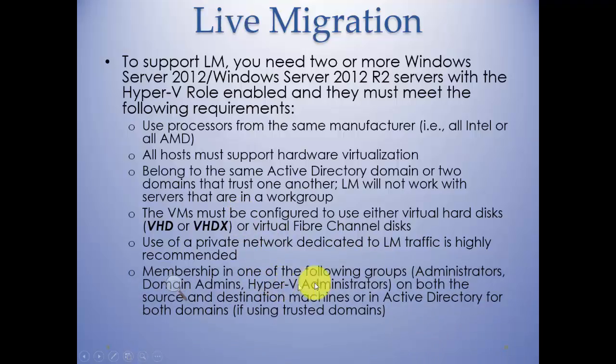Membership is in one of the following groups: administrators, domain admins, Hyper-V administrators, on both the source and destination machines, or in Active Directory for both domains if using trusted domains. So whichever account we are going to use to do the migration, it has to be part of either the domain admins group or the Hyper-V administrators group. So we're going to make sure that all these requirements are met. In our case, yes, we have a domain, and all other requirements are met other than this one, whether they are part of the domain admins. I think this is also met.